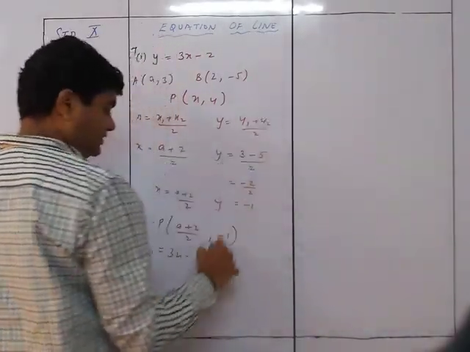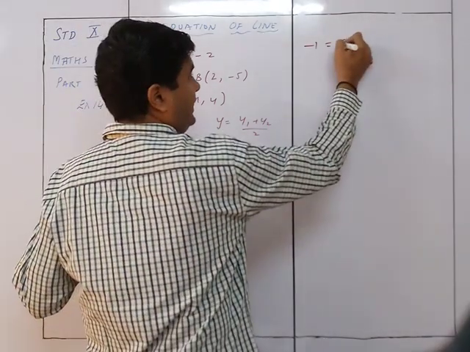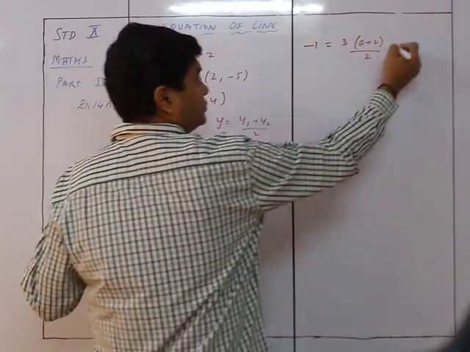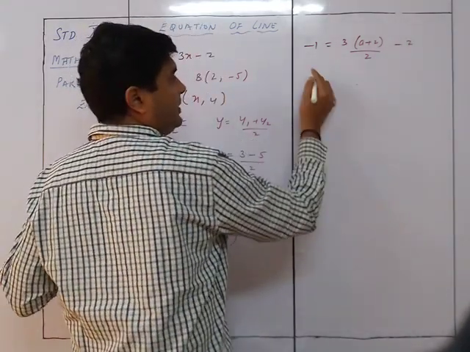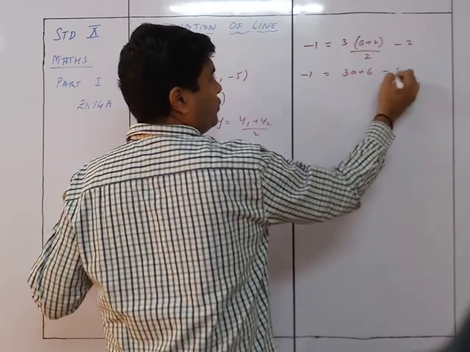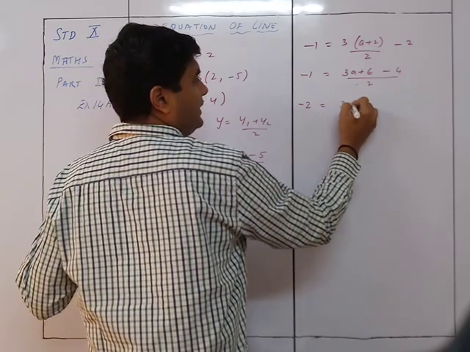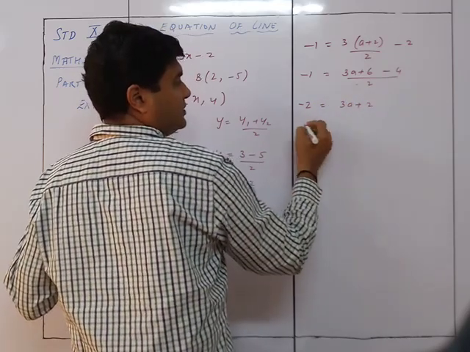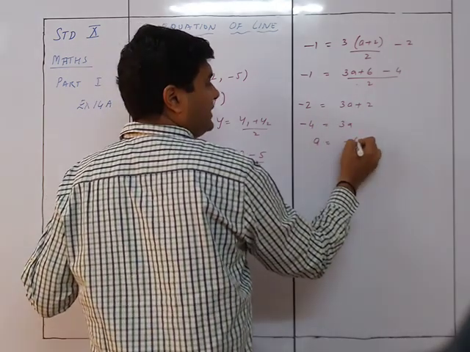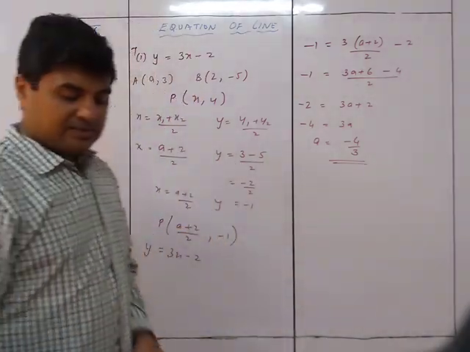So y, that is minus 1, is equals to 3x, that is 3 into a plus 2 upon 2, minus 2. Taking LCM, this will be minus 1 is equals to 3a plus 6 minus 4 upon 2. 2 goes here, it becomes minus 2 is equals to 3a plus 2. This goes here, so minus 4 is equals to 3a and a is equals to minus 4 upon 3. So that's the answer to sum 7.